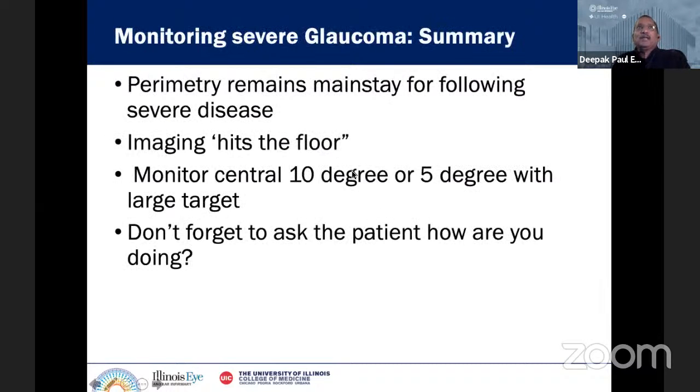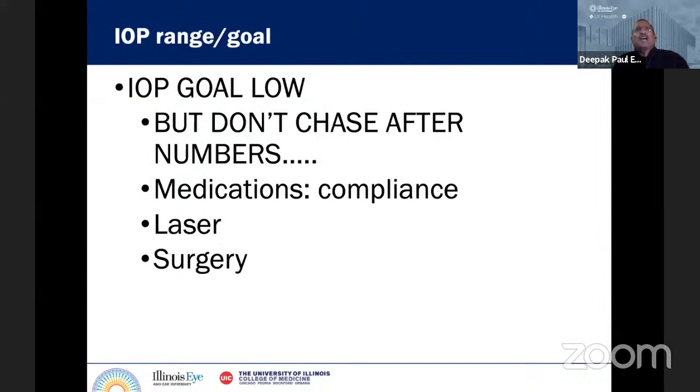So in summary, perimetry remains the mainstay for monitoring this disease. Imaging hits the floor. You can monitor central visual field by 10 degree or 5 degree with large targets. And don't forget to ask the patient how they're doing. So what's the IOP range or goal? Of course, in these patients, as previously pointed out, you want an IOP goal in the low teens.